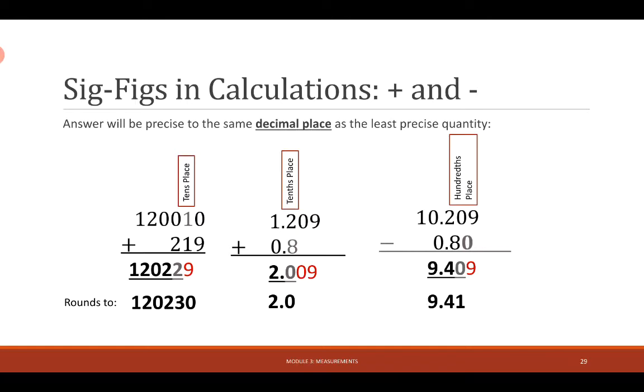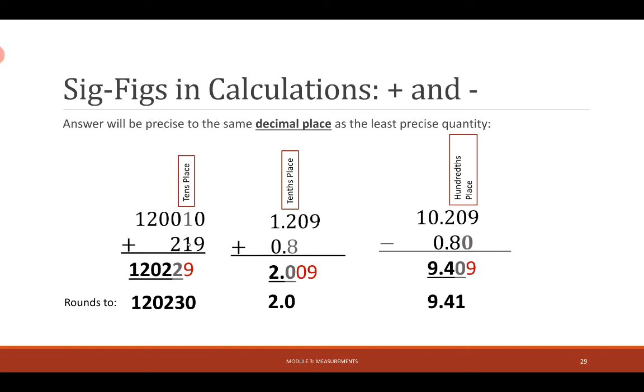The addition and subtraction rule is different. Rather than looking at the counts of sig figs, we are looking at the precision of each number. The more digits to the right there are, the more precise the number is. But your answer should only be precise to the same decimal place as the least precise quantity. So I have several examples here to help demonstrate how this rule is different than the multiplication and division rule. We have to find the least precise decimal place.